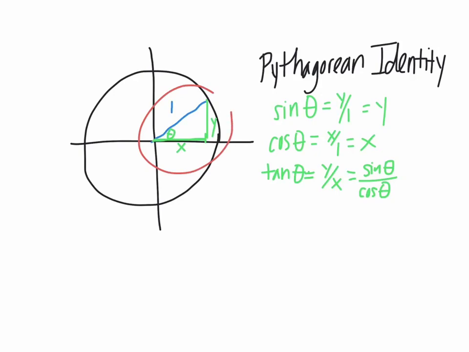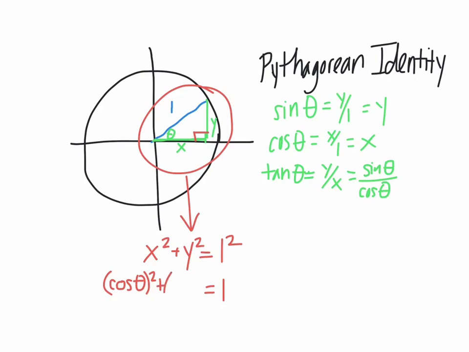If you just look at this triangle for what it is, it's a right triangle, and there's something that you guys have used a lot with right triangles, and that's the Pythagorean theorem. So for this triangle, x squared plus y squared equals 1 squared. Well, 1 squared is just 1, obviously. And we just established up there in green that x is the same thing as cosine. I'm going to write this two different ways. So cosine squared plus sine squared, since sine is the same thing as y, equals 1.